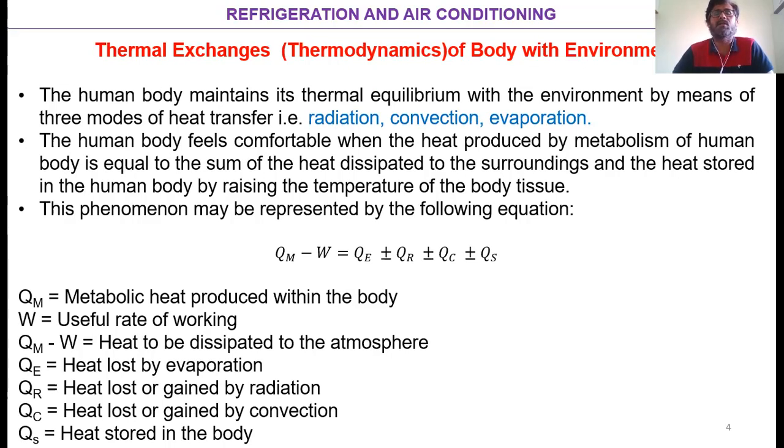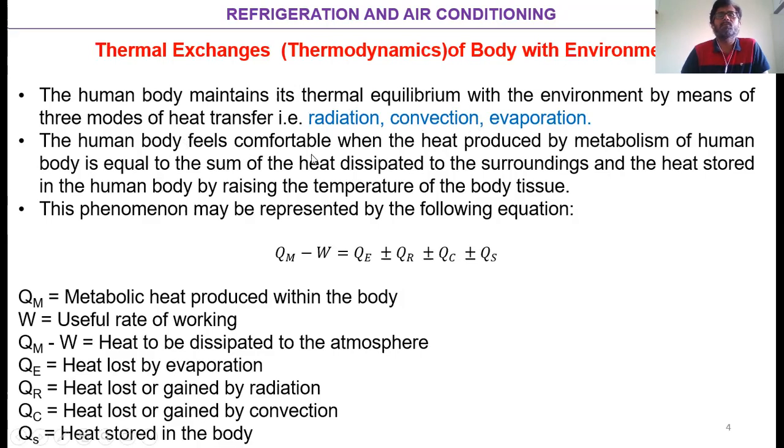The human body maintains its thermal equilibrium with the environment by three different modes of heat transfer: radiation, convection, and evaporation. I will intentionally not say the conduction mode of heat transfer here. I will specifically use the word evaporation, because evaporation is also one mode of heat transfer with phase change. Even though the temperature remains constant during evaporation, heat transfer takes place. That is, latent heat transfer takes place. So evaporation is heat transfer accompanied with phase change. This thermal equilibrium depends upon these three modes: the radiation mode, the convection mode, and third, evaporation.